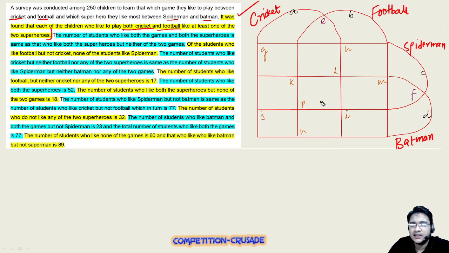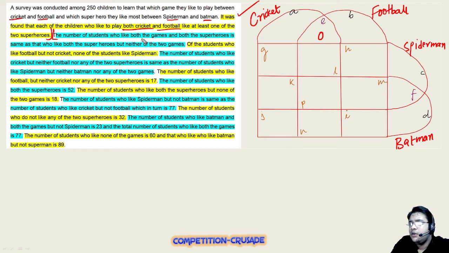Okay, please see the cursor. So this is both cricket and football, and they are saying they like at least one of the two superheroes, which means the area which does not have Spider-Man and Batman, that should also have at least one of them. But that is not the case. There is nothing common with this E, because Spider-Man and Batman is not only present in the region E. So in other words, what they are effectively telling you is that region E is 0. That much is clear. Okay, let's go to the next point, this one.